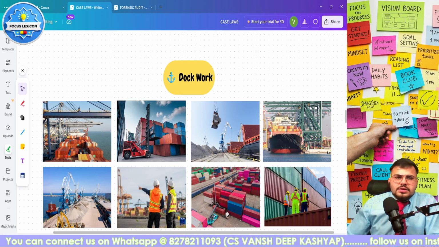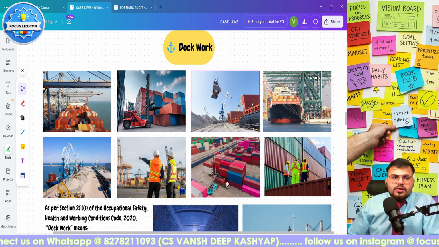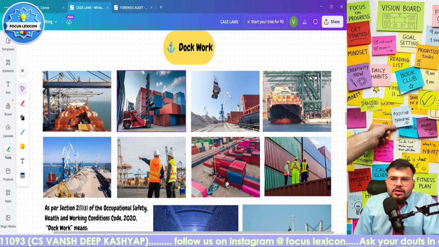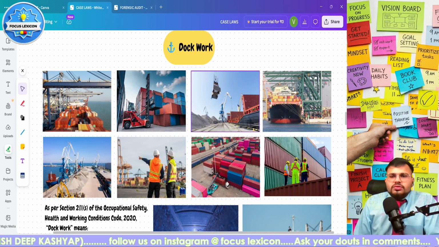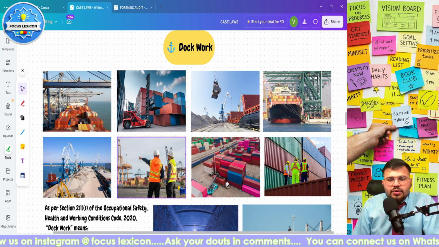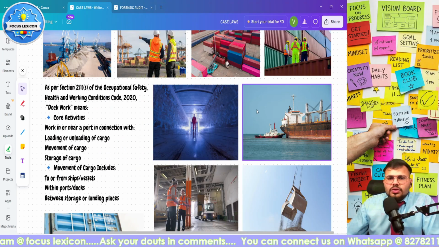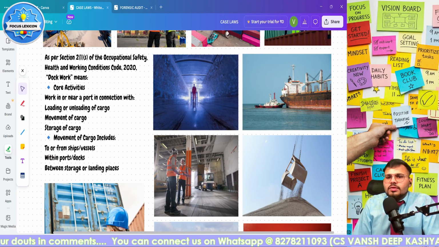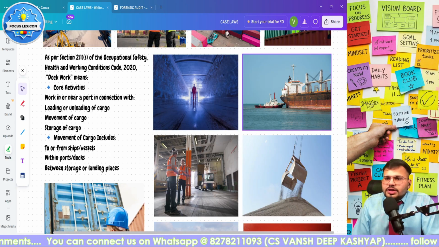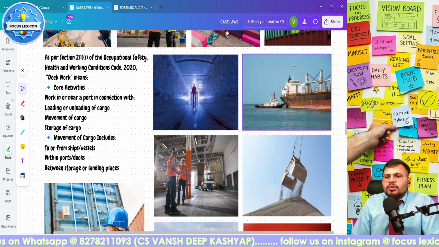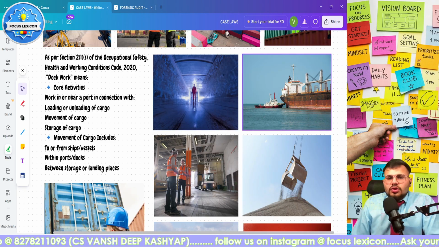See this, like cargo is placed here. This is also dock work. Cargo is being transferred. This is also dock work. Now it is being lifted. It is also dock work. The ships and machines are being repaired, loaded, unloaded. This is also dock work. Now places around the cargo are also covered under dock work. You are shifting one cargo from one ship to another ship. During your journey only, you are transferring the cargo from one ship to another ship. This is also dock work.